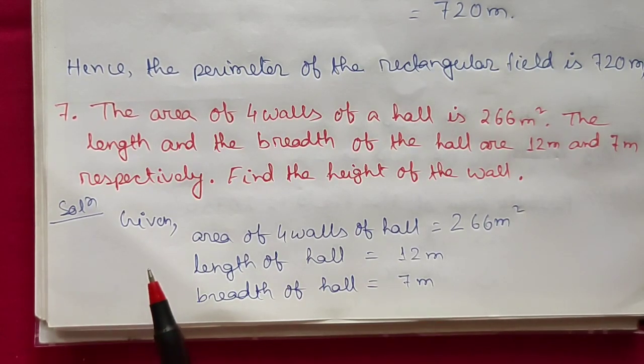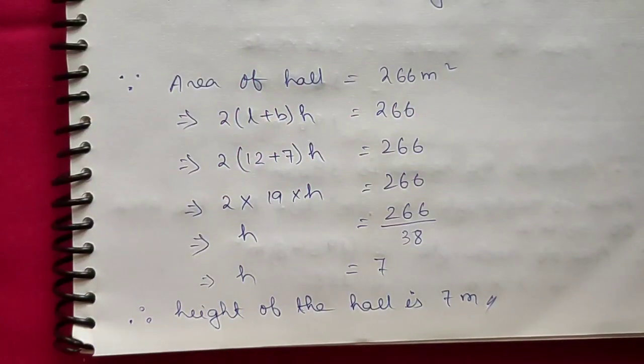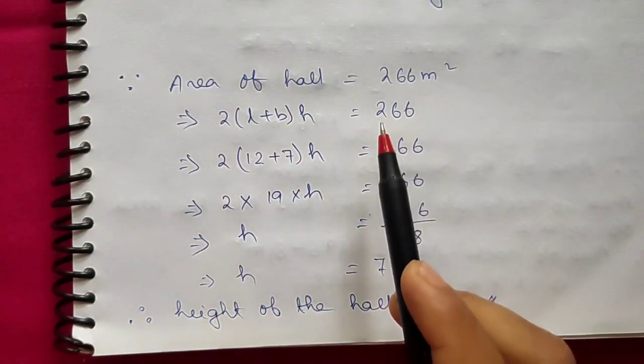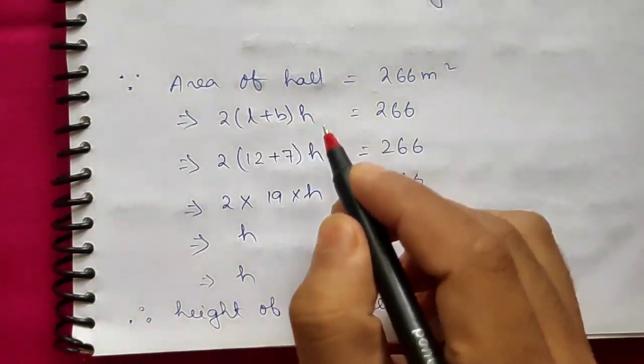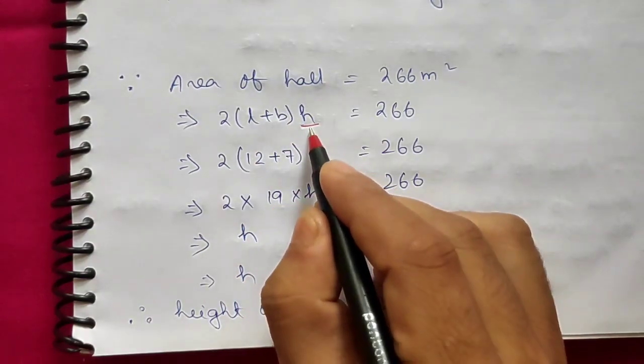So let's start. Given area of the four walls is 266 meters square. Length of the hall is 12 meter. Breadth of the hall is 7 meter. Now we know area of the four walls equals 266 meters square, and the formula for the area of the four walls is 2 into (length plus breadth) into height. We have to find this height. As length and breadth are both given, we can easily find the value of h.